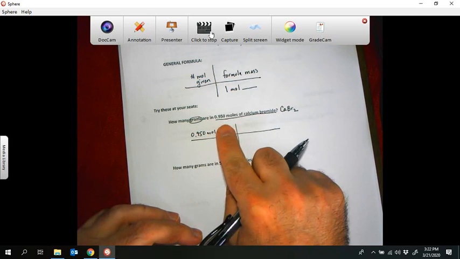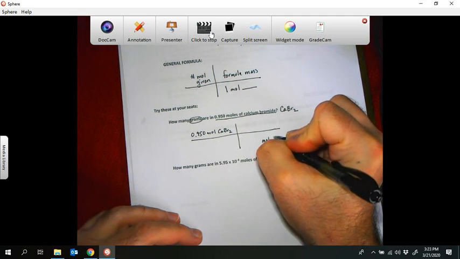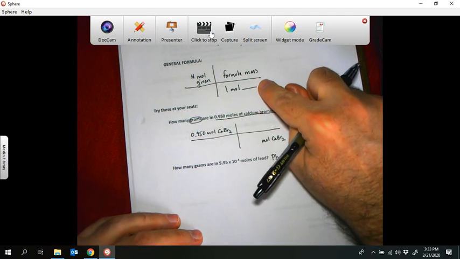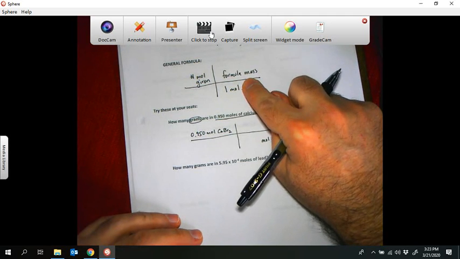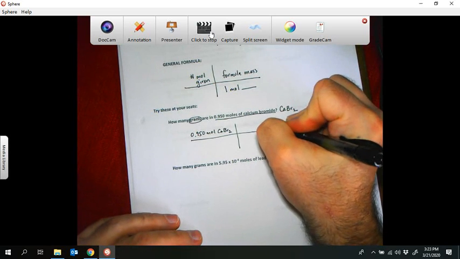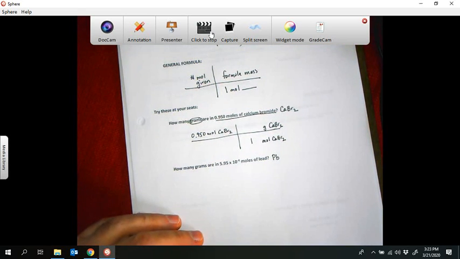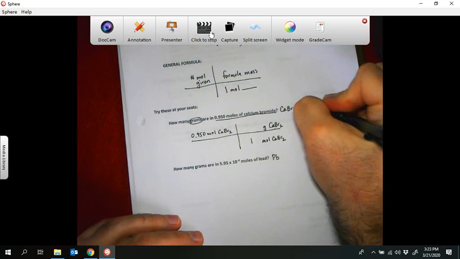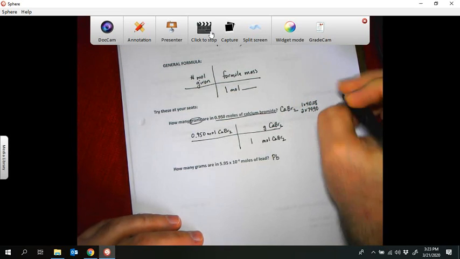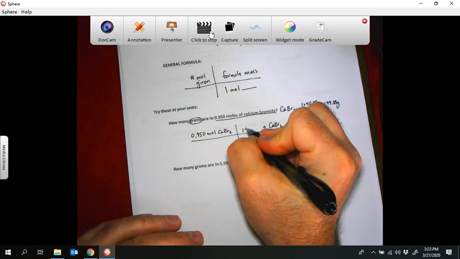We have units of moles. We want those units to cross off, so those are going to go in the bottom. And we know based on our general formula up here, formula mass of the substance has to go in. So with this, we know that we're going to have to calculate how many grams of CaBr2 are in 1 mole of that substance. So calcium is 40.08, and we have 2 bromines, and each one is 79.90. So that gives us 199.88 grams. So that is our formula mass.